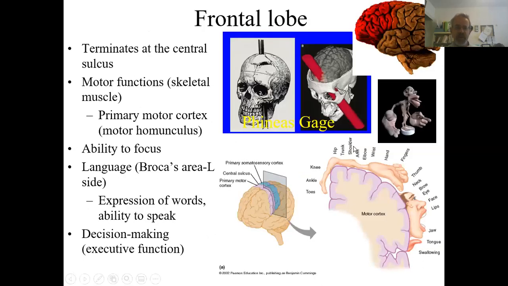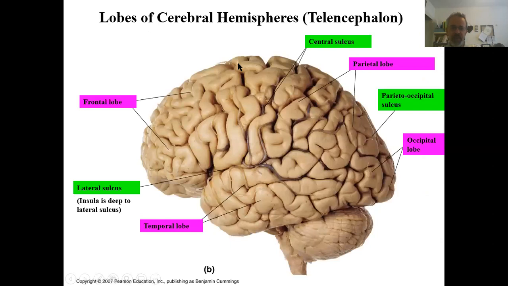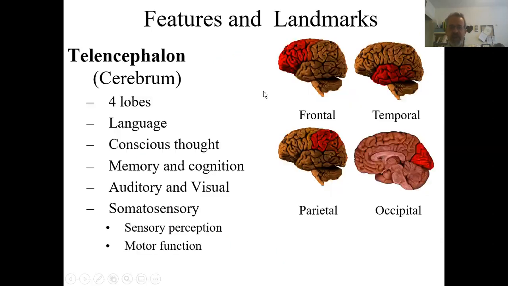What can we say about the frontal lobe? So the frontal lobe, as I mentioned before, we'll divide this into the different parts. The frontal lobe, of course, is separated from the parietal lobe by what's known as the central sulcus. And if we go back here for a second, remember, here's the central sulcus, here's the frontal lobe, here's the parietal lobe. So that divides it.